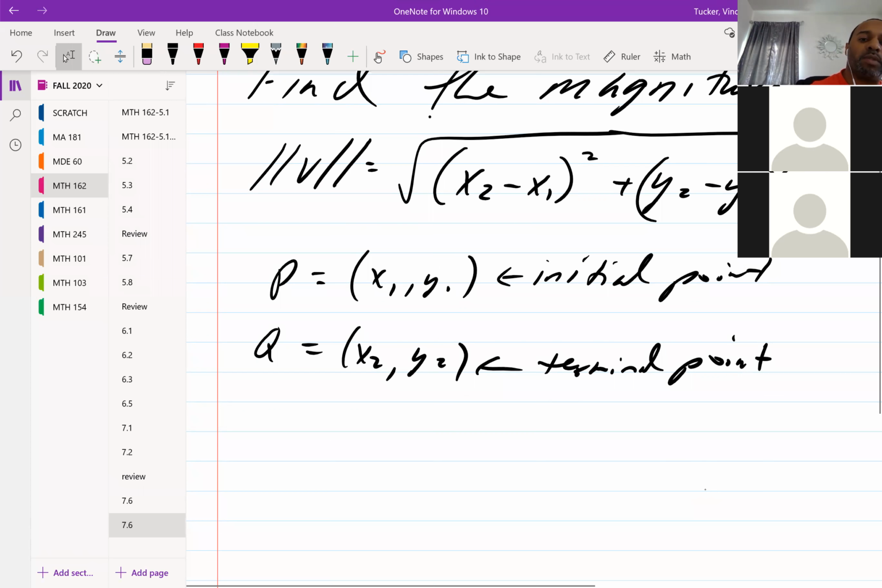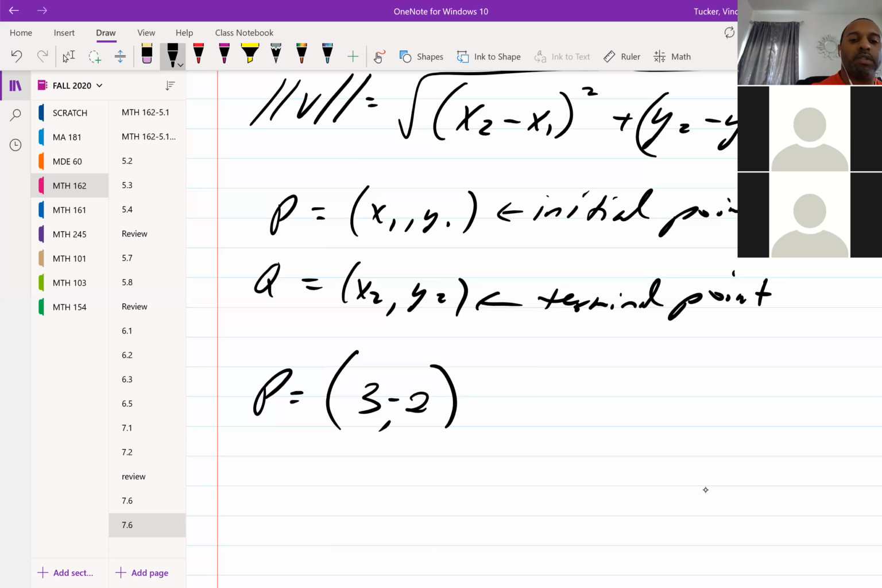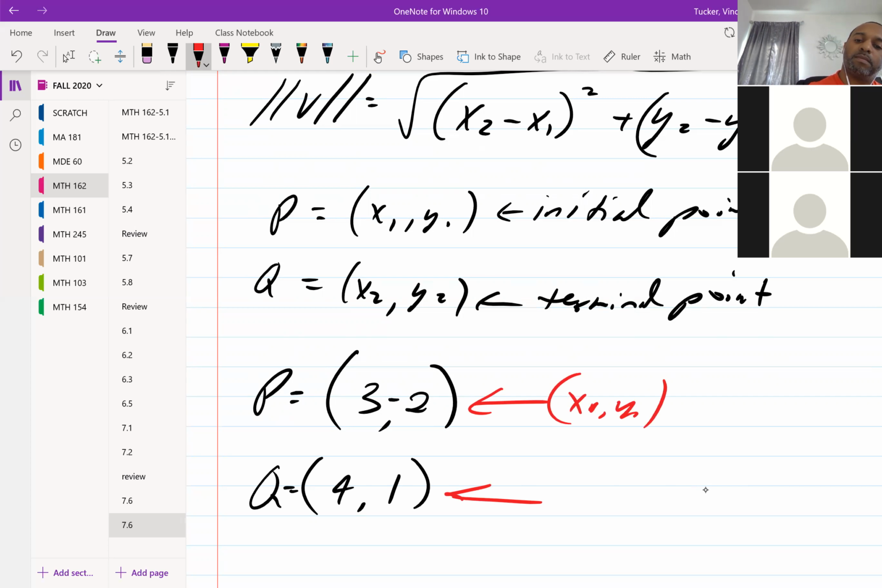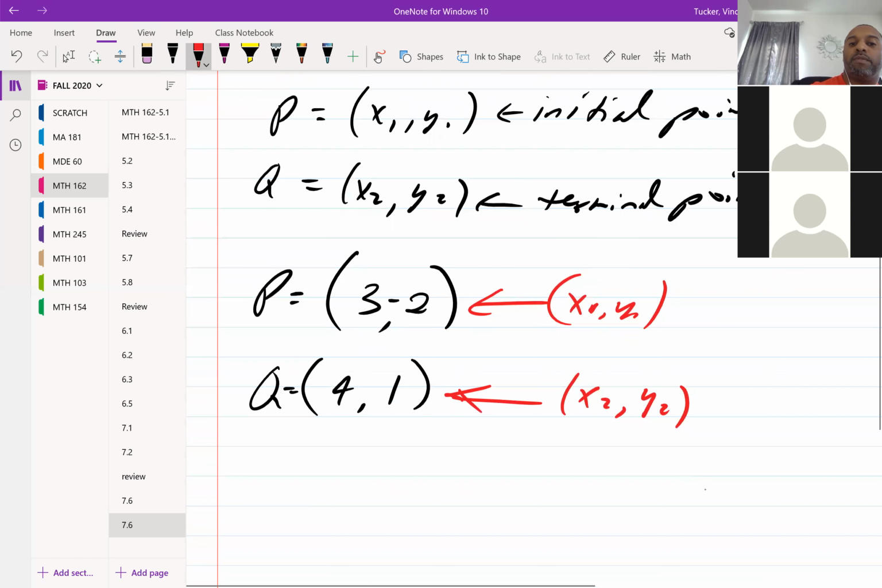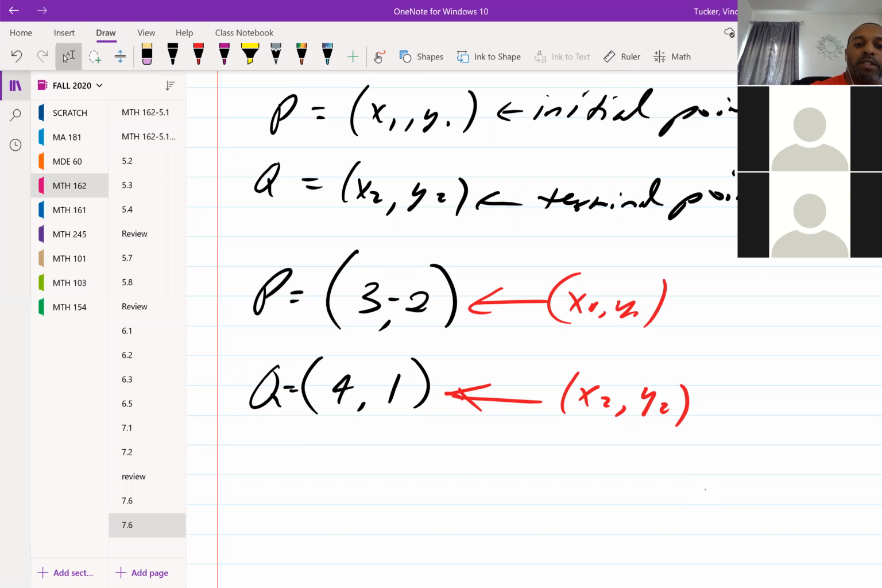Let's say vector v had an initial point of 3, -2 and a terminal point of 4, 1. Just labeling my points, making sure we're all right. So we have 3, -2, and 4, 1, and we want to find the magnitude of this vector that has the initial point P, terminal point Q. I'm just going to go ahead and call it v.